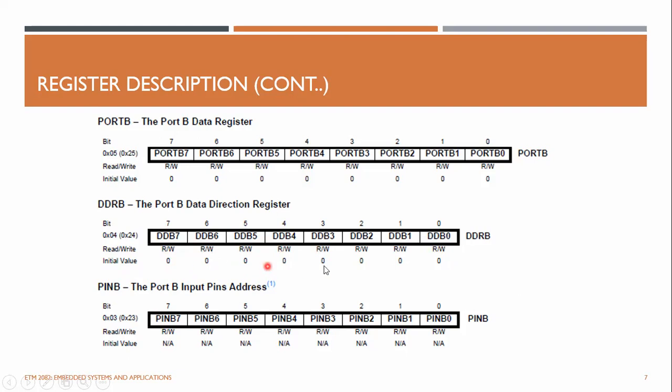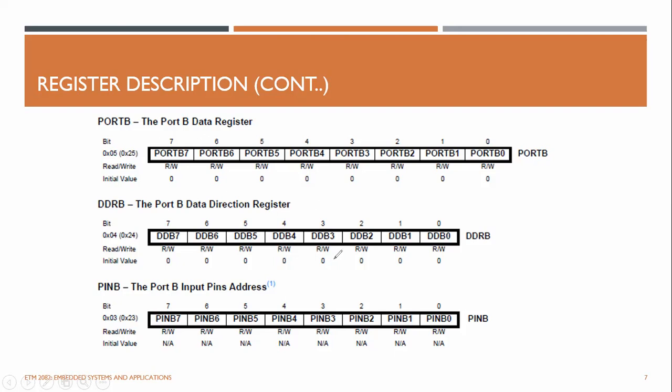So the initial value is 0, which means all of them are set as input, right? If you want to set a pin to output, you have to write digital 1 to this pin, right? If you keep it as 0, it will be an input pin. If you set 1, it will be an output pin. And the port B data register is used to write the value to that pin.